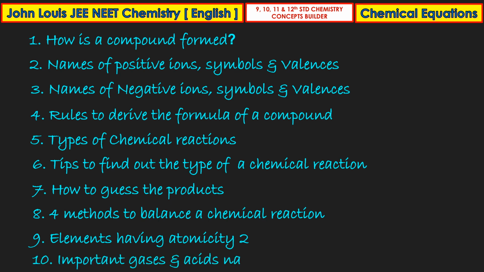And lastly, important gases and acids, their names and chemical formulas. There are many gases: carbon dioxide, carbon monoxide, acetylene, ethylene, sulfur dioxide, sulfur trioxide, all these will come. What are the formulas for those gases? Similarly, important acids: hydrochloric acid, nitric acid, sulfuric acid, phosphoric acid. These are all very commonly used acids. What are their formulas and how to derive them? We are going to see everything one by one.